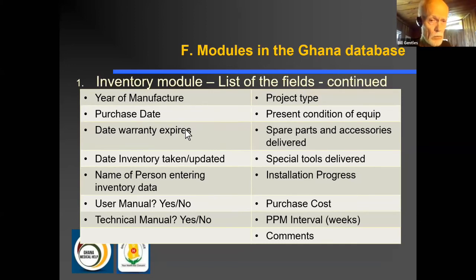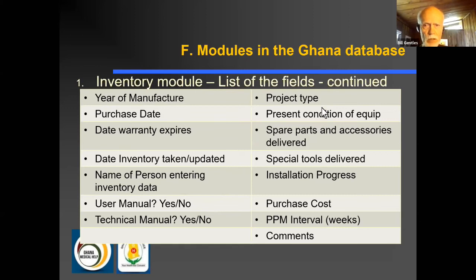Or date of purchase, if it was purchased. Date the warranty expires, if it's under warranty, though it may not be. And again, every time you access data in the inventory, you have an opportunity to update the data, or add information in one of the fields. So every time you make an update to the inventory, you should change the date here and enter the name of the person who's done that updating.